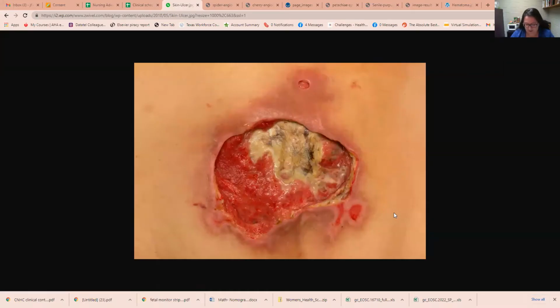An ulcer is a deeper loss of the epidermis and the dermis. They may bleed and they may scar, and they may be just the epidermis and dermis, or they may actually get much deeper. So these are ulcers.